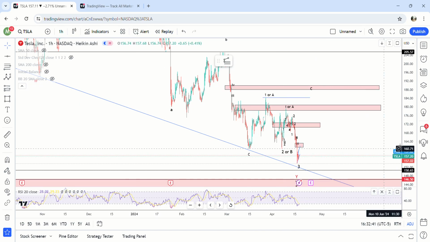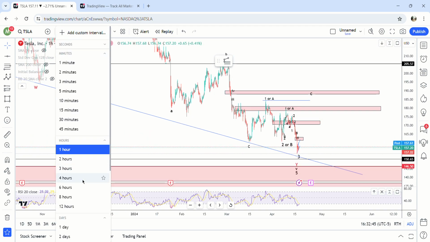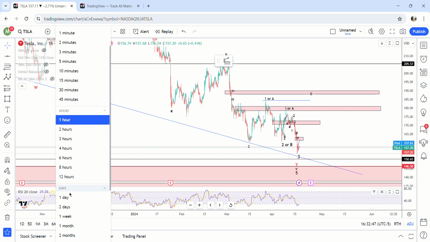Market update here on the 16th. I'm going to start off with Tesla here. I'm going to go over Tesla pretty extensively. I think there's a lot of people that want to know what's going on with it, and I don't have all the answers.